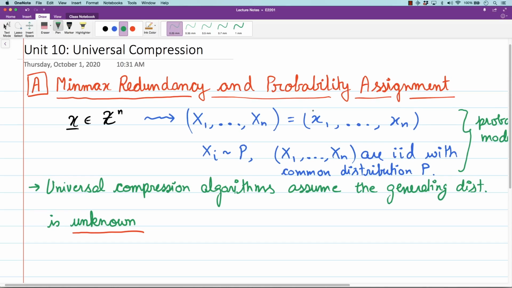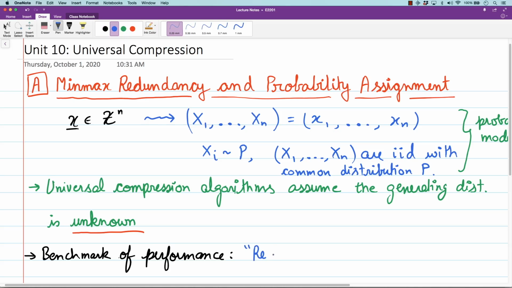To make this problem more tractable, we need to start by setting a benchmark for performance. The earlier benchmark for performance that we have been working with was sort of an absolute benchmark. We were looking for codes which were optimal, which attain the minimum average length for a prefix-free code. The benchmark that we'll pursue in this part is slightly relaxed. And this relaxed benchmark is called the redundancy.